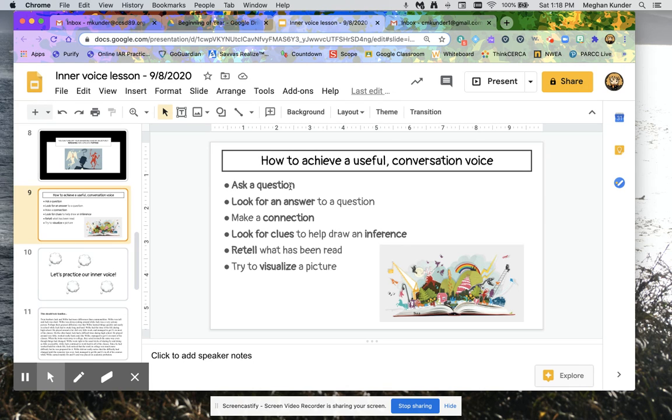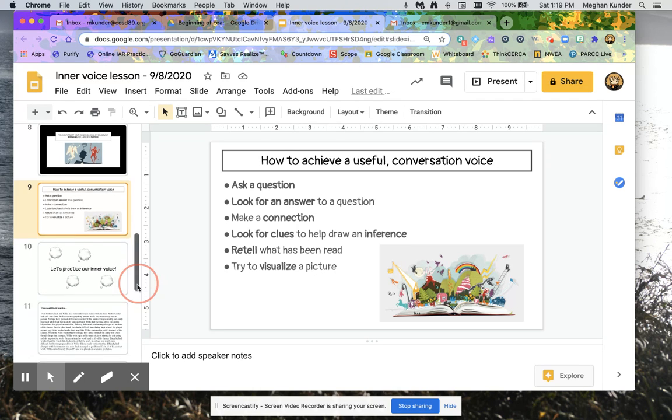Good readers will ask questions about the text. They are always wondering what is going on. They then will look for an answer to that question. They're constantly making connections in the text. They're looking for clues to help draw an inference, hence why we were talking about that cat in the cartoon. We're retelling what's been read. That goes along with the idea of we understand what's read and we remember what's being read, and we're always visualizing a picture in our mind or playing back that scene in like a movie in our mind.